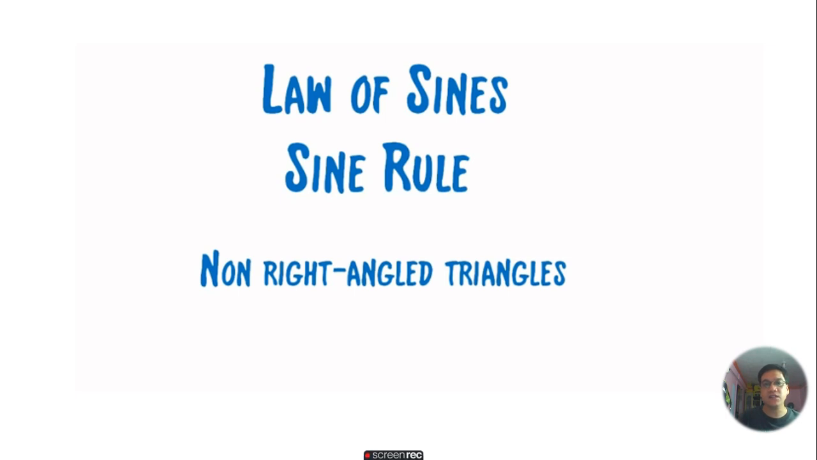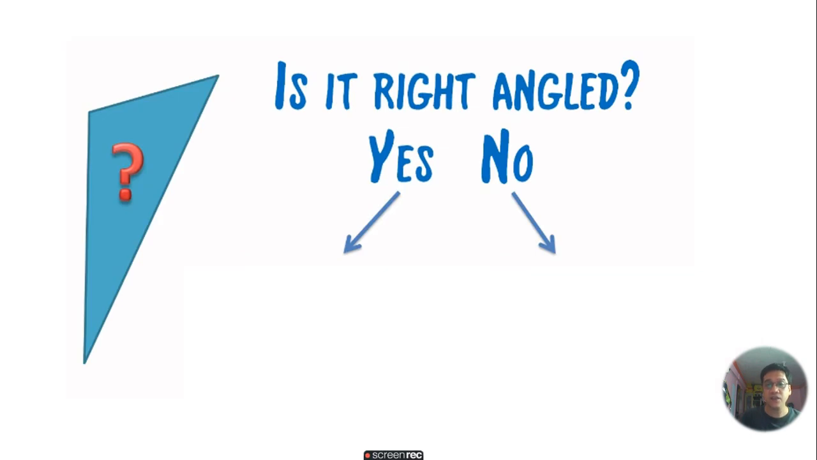Alright, so the law of sines is also what we call the sine rule. And as I've mentioned, we use the law of sines in solving oblique triangles or non-right angled triangles. Now, if we are given a triangle similar to this one, and we are asked whether or not this is right angled. If this triangle is a right triangle, the way to solve for the missing angles and the missing sides is simply to use SOHCAHTOA, as we have previously discussed.